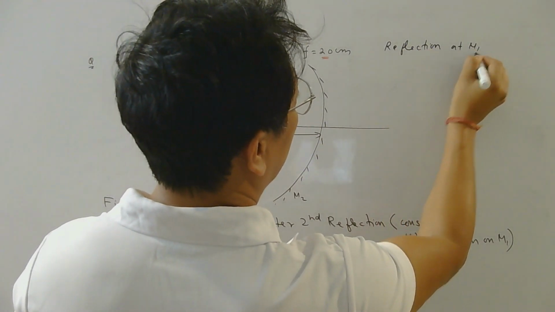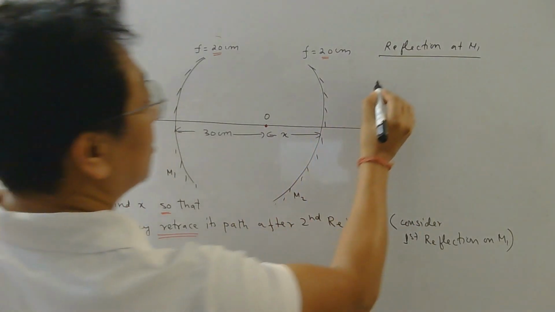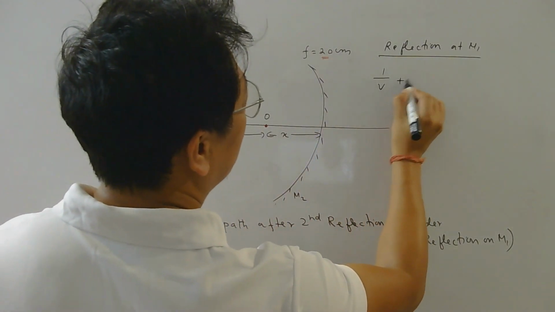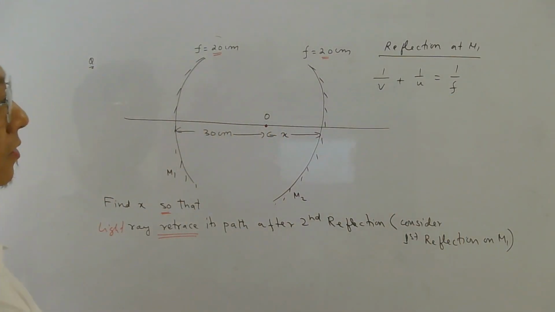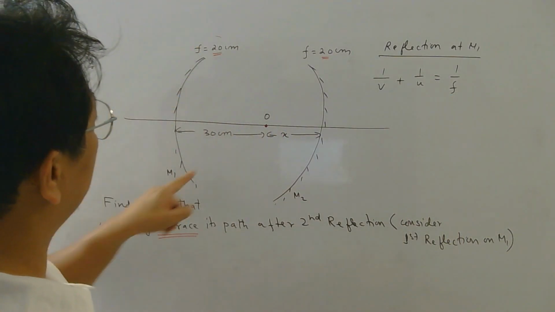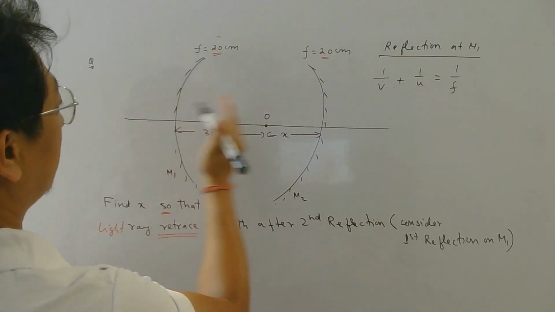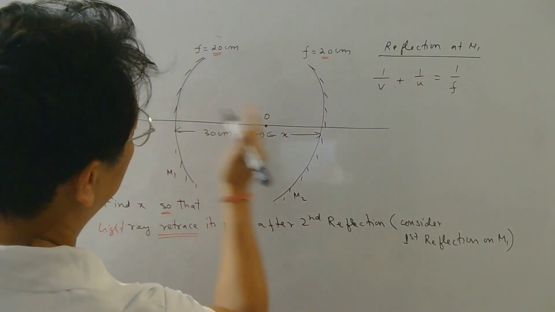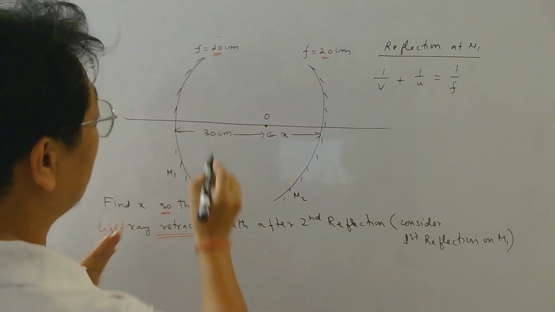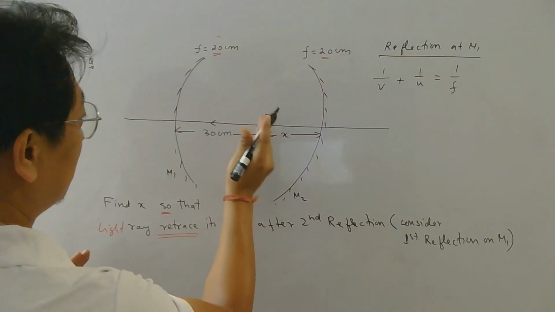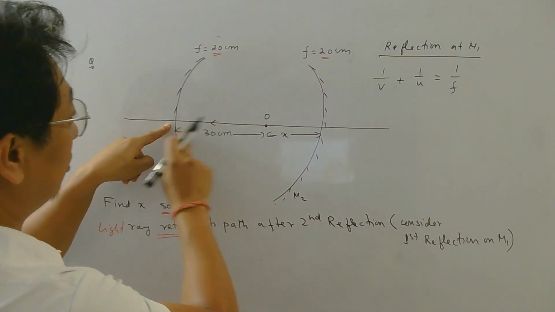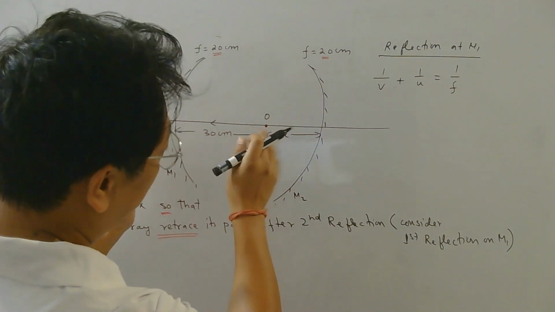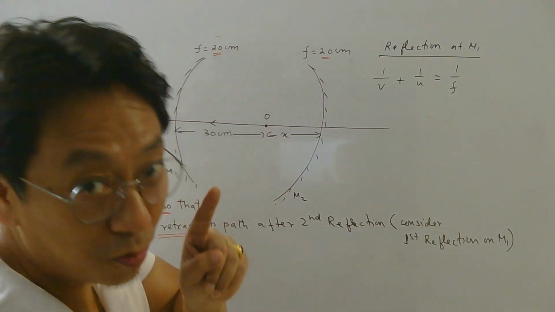So what is the mirror formula? 1 by v plus 1 by u equals 1 by f. Now for the first mirror, this is the object, light is coming this way, remember. This is the incident ray, and you have to start from the pole. So from pole to object, it is opposite to the incident ray. So you have to choose negative.